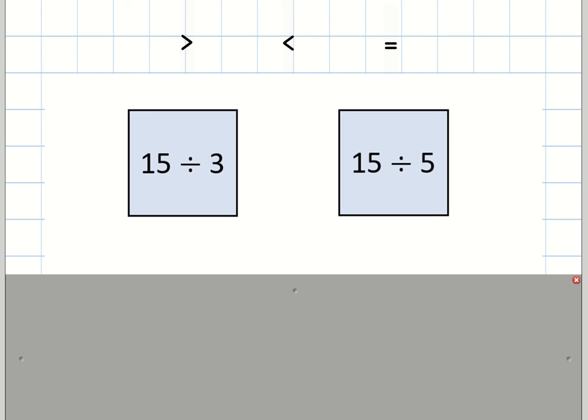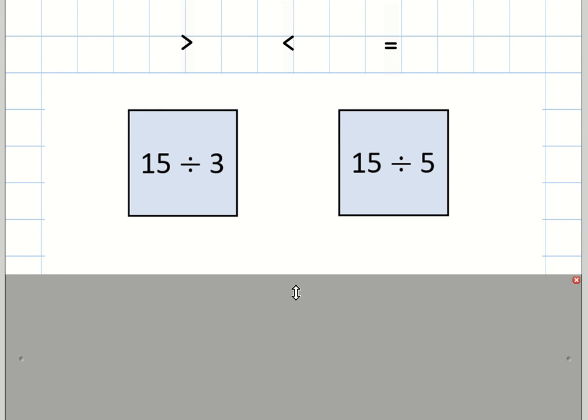Now we're going to look at 2 calculations. We've got 15 divided by 3, and we've got 15 divided by 5. What you might want to do is get 15 of something. Do you have 15 animals? 15, could you get pencils? 15 of anything. And if you were to share those into 3 equal groups, how many would you have in each group? And then do the same. Start with that 15 again. If you were to divide them and share them into 5 groups, how many would be in each? Pause the video and have a think.